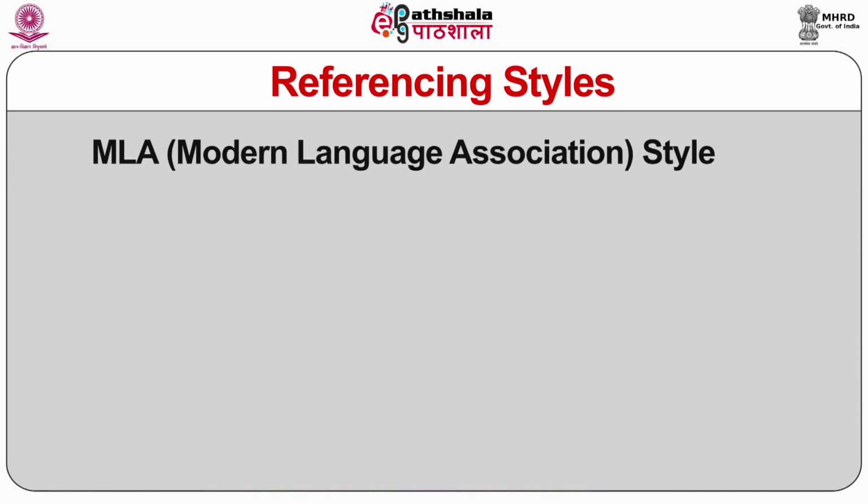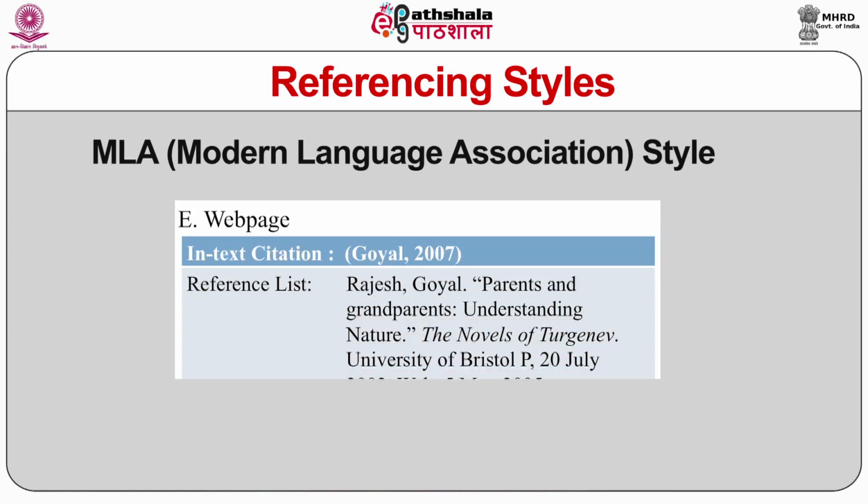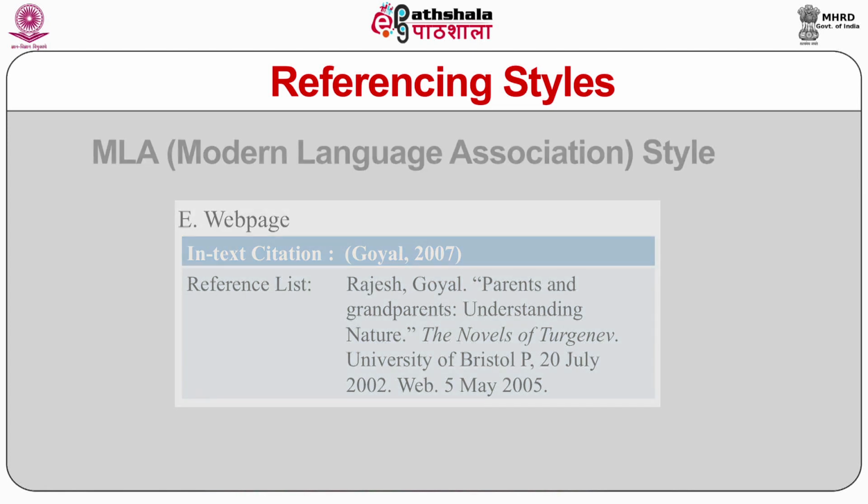In case the reference is taken from some kind of web page, in the text it will be Goel, 2007, but in the references the complete name has to be given, like Rajesh Goel. The title: Parents and Grandparents, Understanding the Nature from the novels of Turgenev. It is from the University of Bristol, 20th July 2002, but accessed on 5th May 2005.